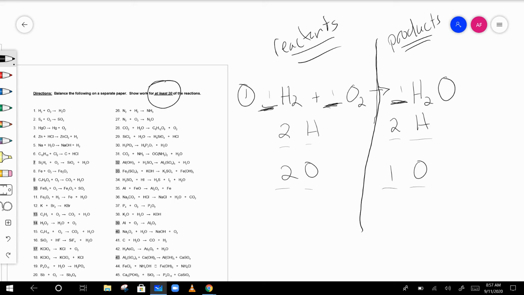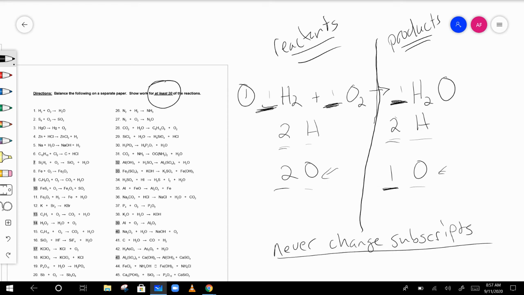So you'll notice here that we have 2 hydrogens, so those are good. We have 2 oxygens and 1 oxygen, so those are not good. Okay, we need to get this oxygen to be the same as this oxygen. So in order to do that, the only thing we can change is the number in front. That's why I do these lines. We can only put numbers in front. We can only change coefficients. We cannot change subscripts. Never, ever, ever change subscripts. If you change subscripts, you change the molecules. We don't want to change the molecules. We just want to add more of reactants or more products. Okay, never change subscripts.